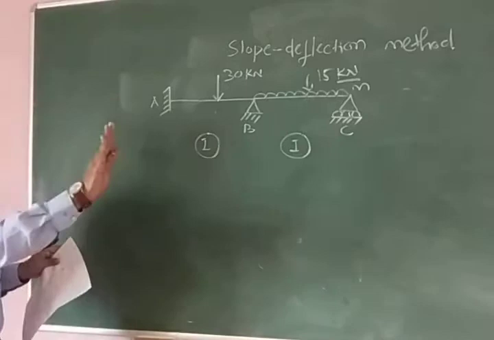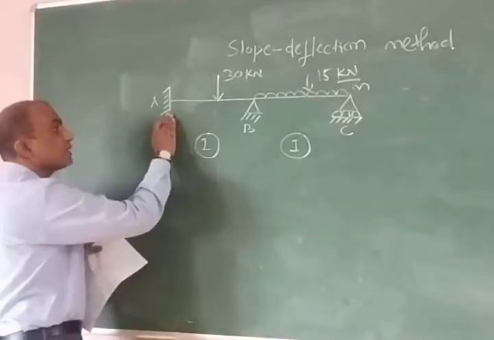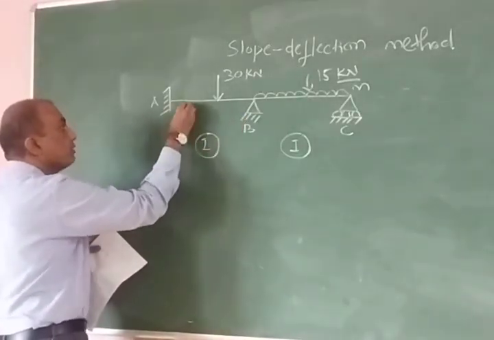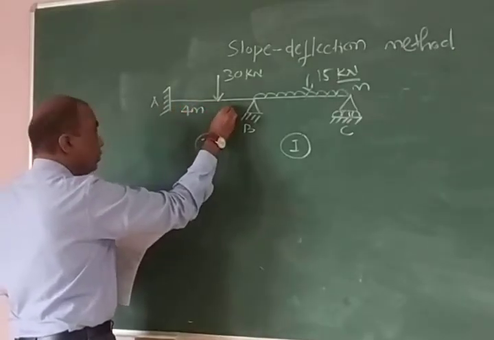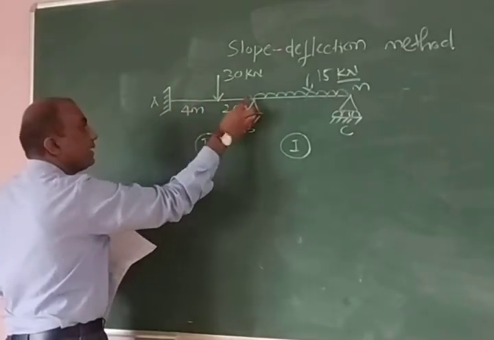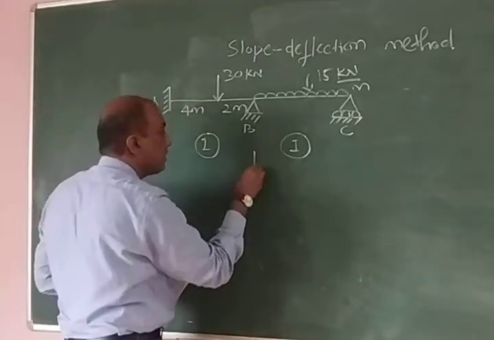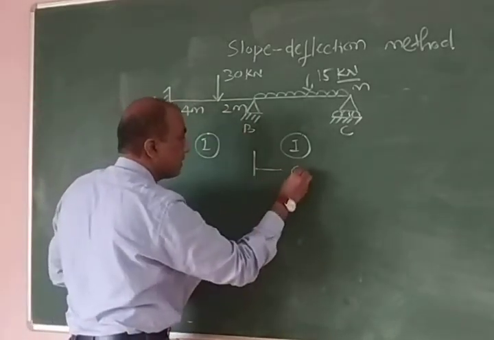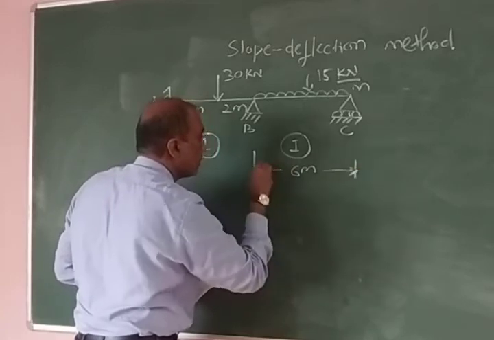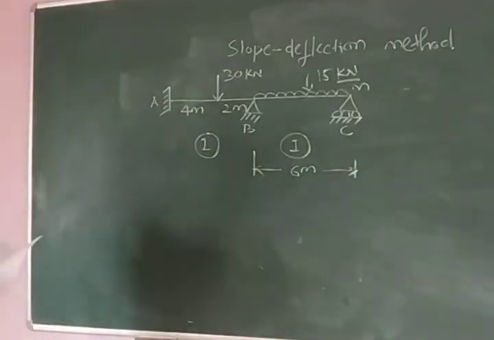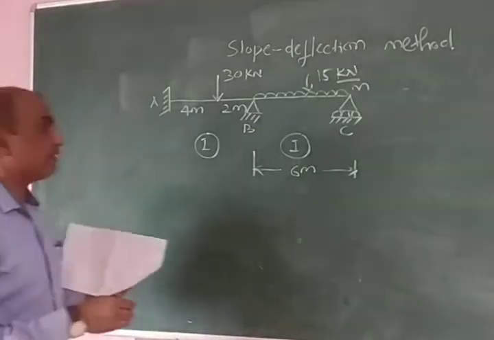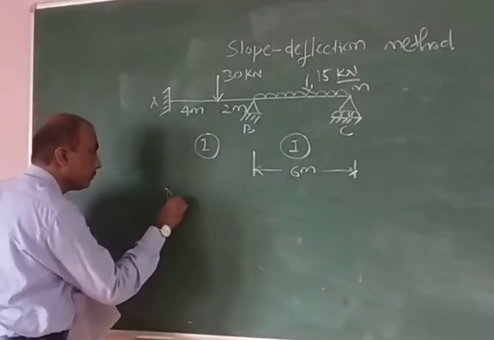Now what is missing in this problem? The data that is missing is the span of the beam. So we should give the span also. This is 4 meter from A to this node, and this is 2 meter. That means the total span is 6 meters. And the span for BC I will give again as 6 meters. So this problem we have to solve using the slope-deflection method. Now first step is primary unknowns.